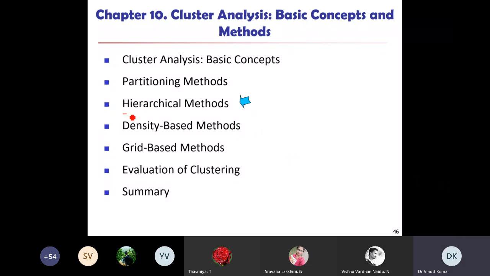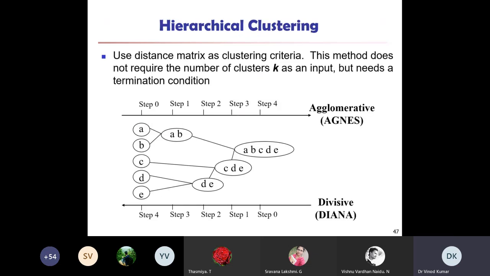So next one is the hierarchical methods. Now we will complete this one. Partitioning we did. So let's come to this one. What is happening in this hierarchical clustering? Hierarchical clustering uses the distance matrix as clustering criteria. This method does not require the number of clusters K as input, but needs a termination condition.